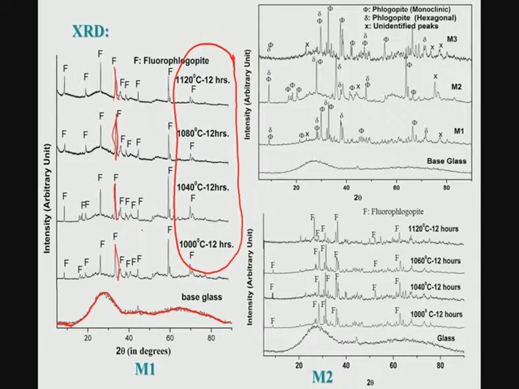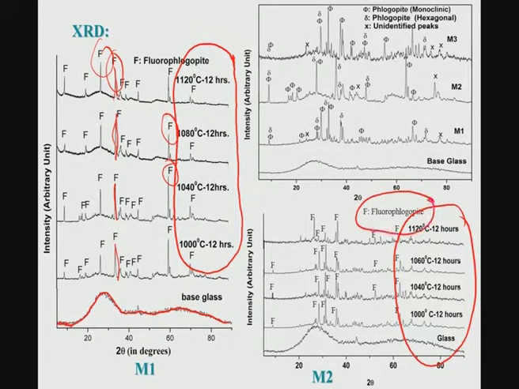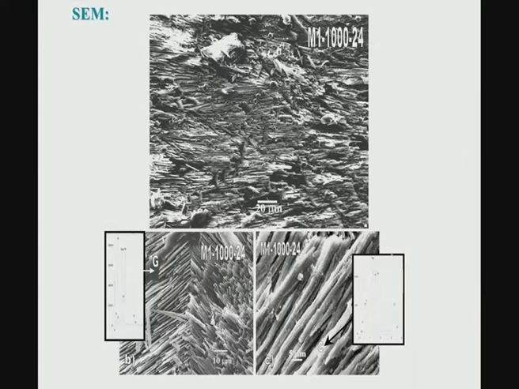And with higher and higher temperature holding, at 1040, 1080 and 1120, the peak intensity increases to a large extent, and the sharpness of the peaks also increases. That means they are becoming more and more crystallized. So this is in the case of the M1 glass composition. In case of the M2 glass composition also we have seen a similar fluorophlogopite based phase. So it is a monophasic glass ceramic material. Initially the base glass is amorphous, and then all the characteristic fluorophlogopite peaks appear at higher sintering temperature.